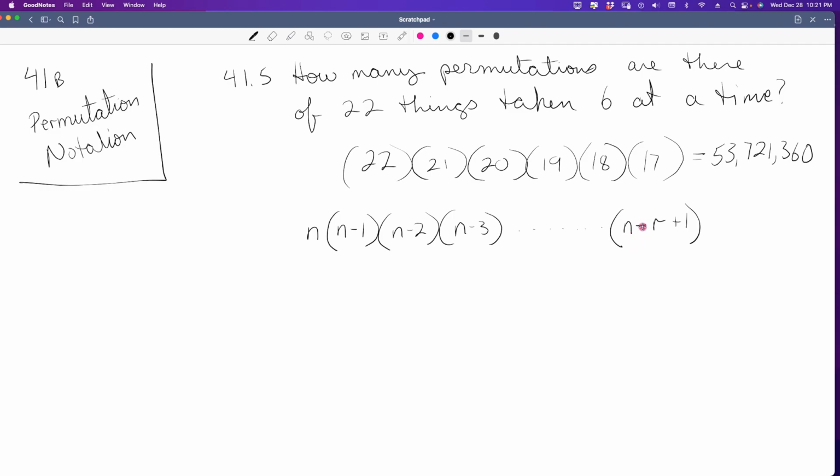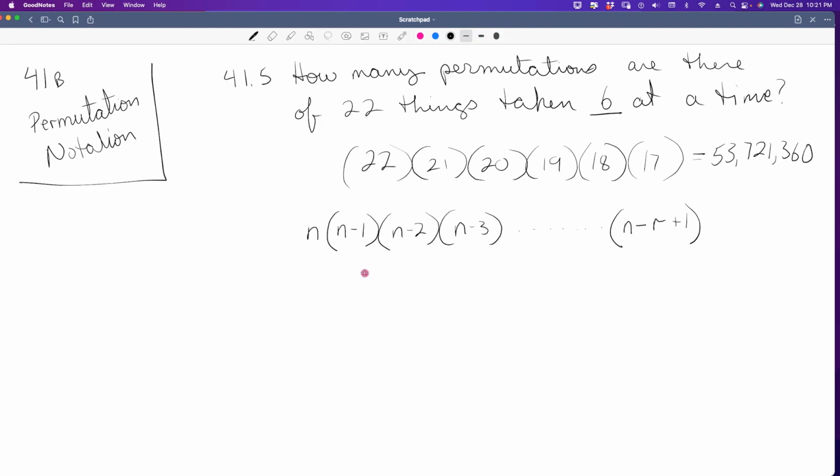So that would be n minus whatever the rate is. And the rate here is 6 at a time. So it'd be n minus 6 plus 1. So n minus 5 would be the last one that we would do. So we'd have n minus 4, n minus 5, and we'd be done. And that's how we would calculate where to stop, right?